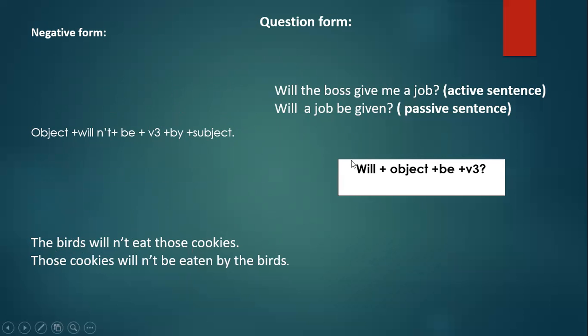The last form is the question form. Will the boss give me a job? Will is the question word. The boss is the subject, give is the verb, a job is the object. Here we put will, the object, a job. We put be, and the verb 3 of give is given.